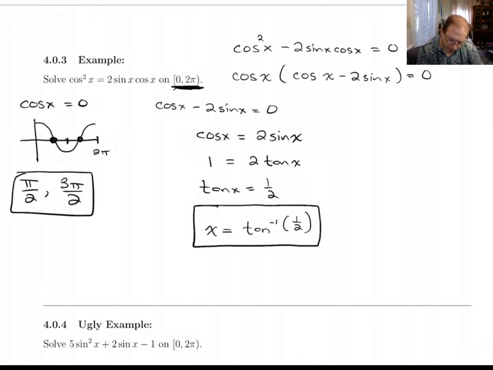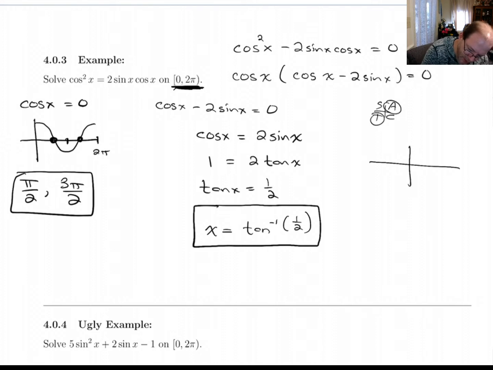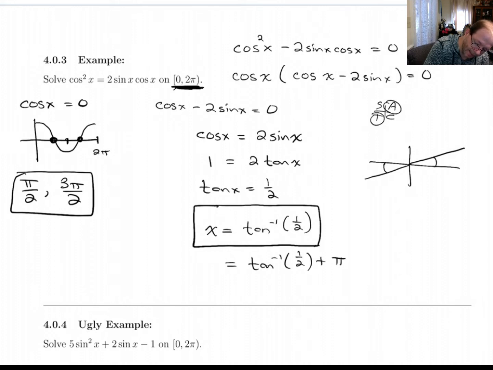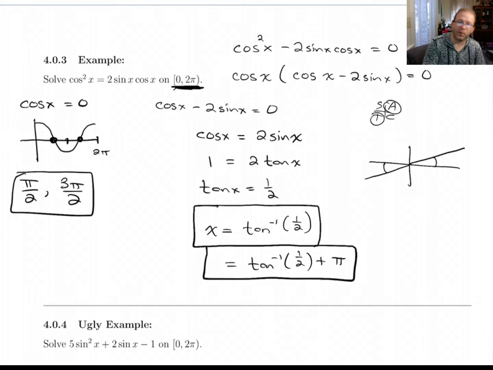Well, no. The thing is, if tan x is 1/2, that happens, let's see. Well, tan is positive in the first and third quadrants. So that gives me some angle over here. It also gives me an angle down here with the same reference angle. So I get x is inverse tan of 1/2, and x is also inverse tan of 1/2 plus pi. So we wind up with 4 solutions here, 2 from the cosine and 2 from the tangent.